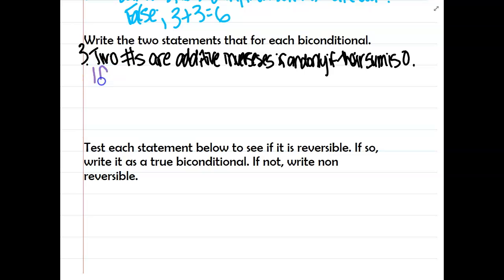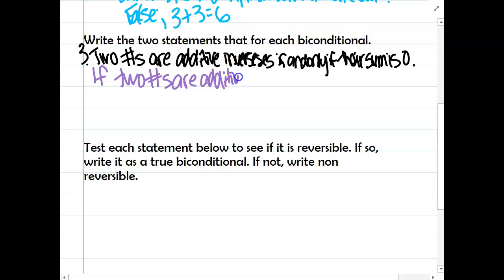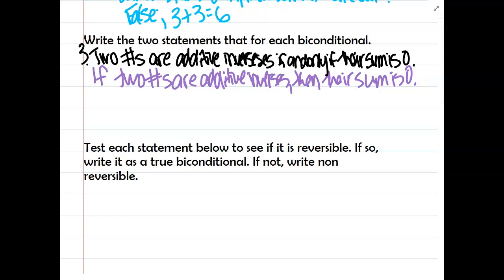Start with if. That'd be a good place to start. If two numbers are additive inverses, then their sum is 0. Yeah. Just kind of got to take the biconditional, throw the if in front, the then in the middle. May have to rearrange the words a little bit, make sure it makes sense.